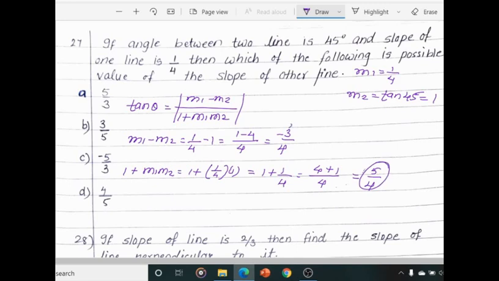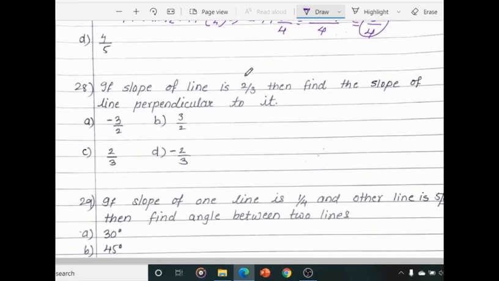Put these two values in this equation. So minus 3 by 4 upon 5 by 4. This 4 will get cancelled and we get the answer minus 3 by 5. So mod of minus 3 by 5 is always written as 3 by 5. So 3 by 5 is the required answer.